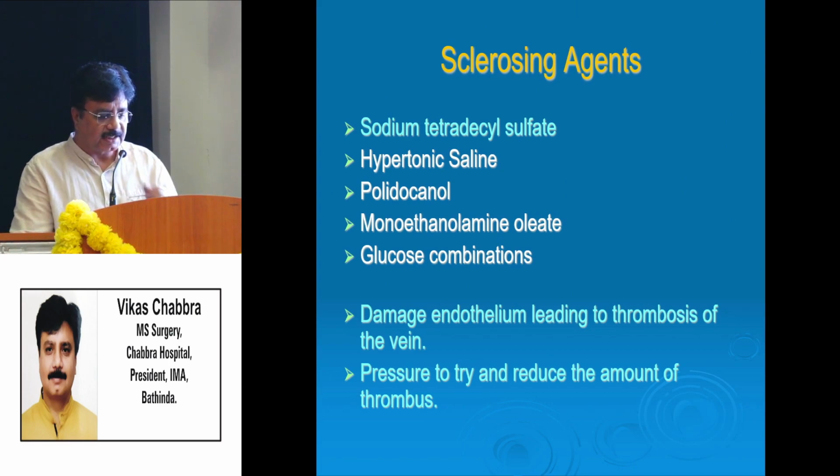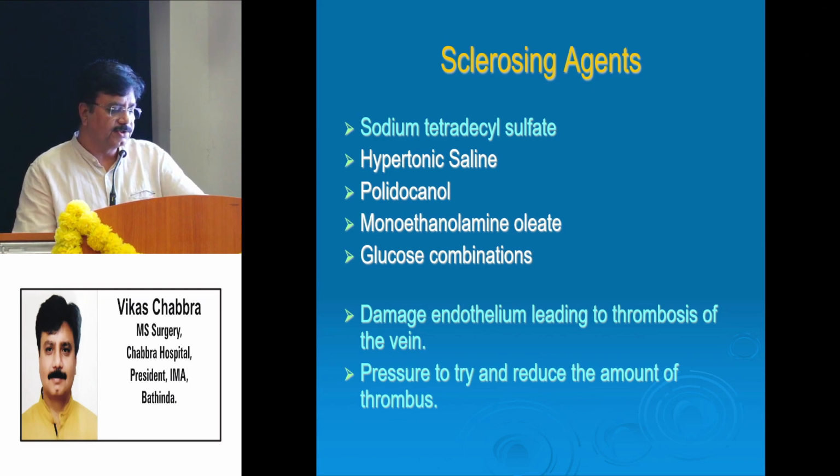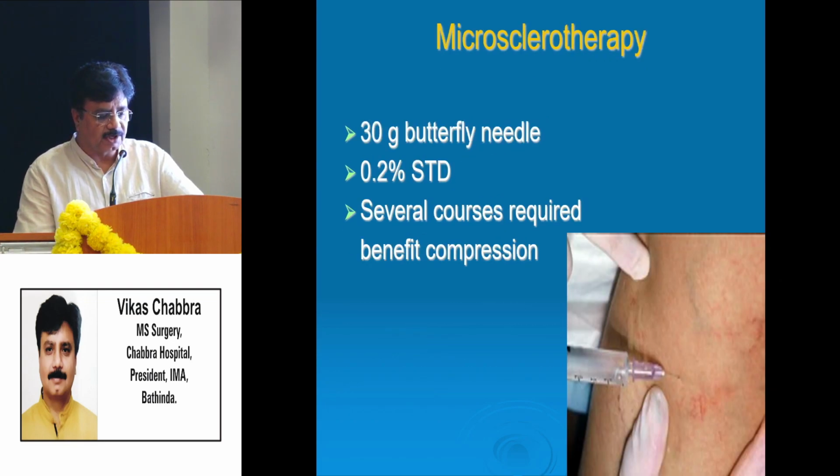What sclerosing agents are being used? There are so many, but in our practice we use sodium tetradecyl sulfate as a sclerosing agent, which damages the endothelium and leads to thrombosis of the veins. We keep the pressure so that the amount of thrombus remains less and there are no thromboembolic phenomena.